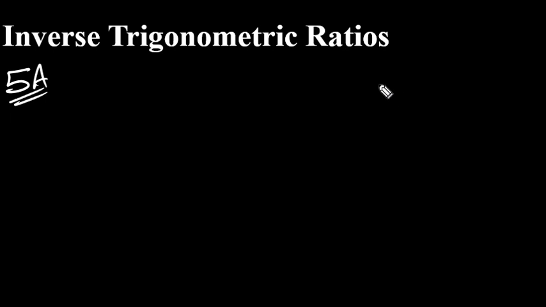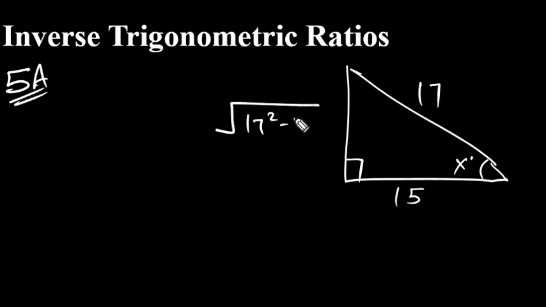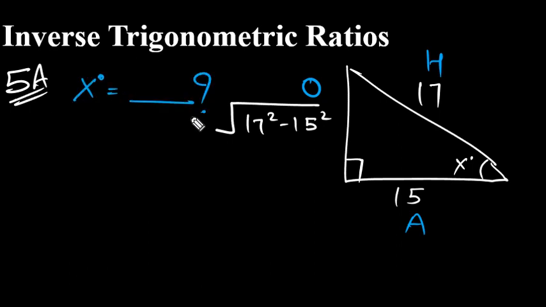5a. Now this is angle x degrees, 17, 15, and this is 90 degrees. Now find the missing side. So this will be square root of 17 square minus 15 square. Why? Because I can see this is the longest one. So hypotenuse, adjacent, opposite, right? From this angle, if I look at angle x, now I need to find angle x.